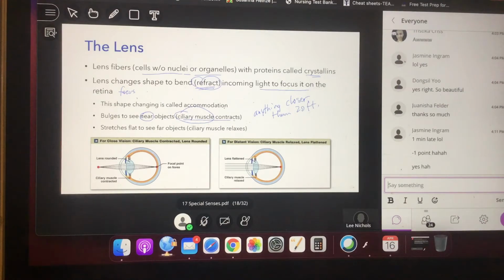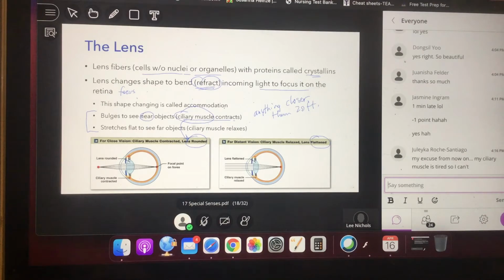Okay, so the lens will flatten for objects far away. It will bulge or get more rounded for objects that are very close. But that bulging requires ciliary muscle contraction. Okay, and all of that together, this movement together, is referred to as accommodation.